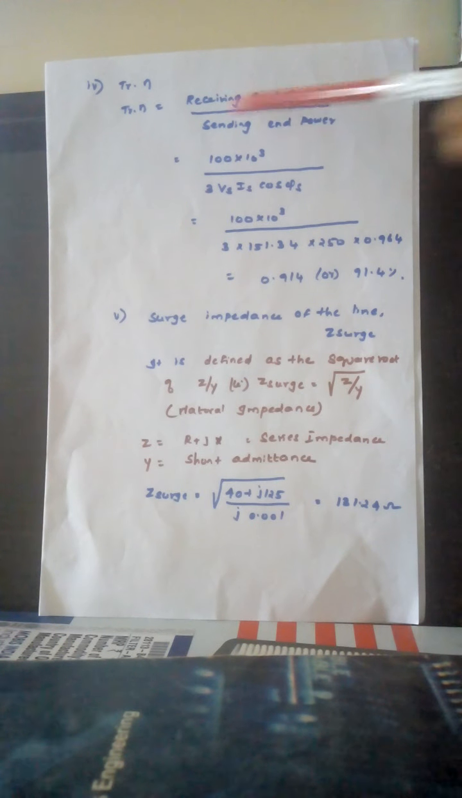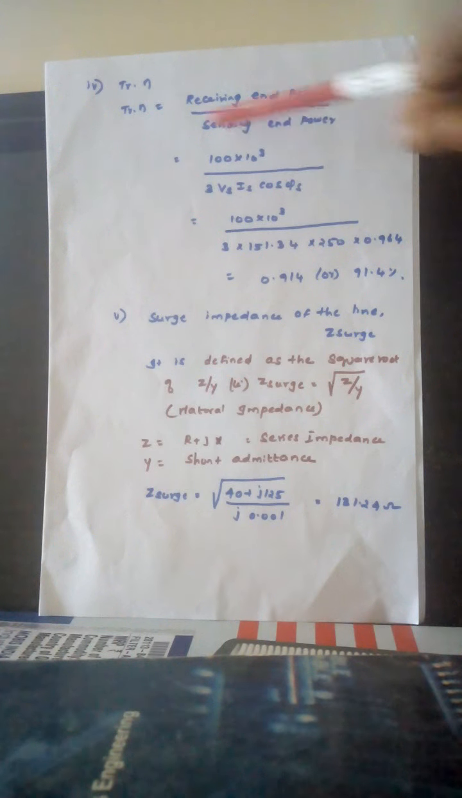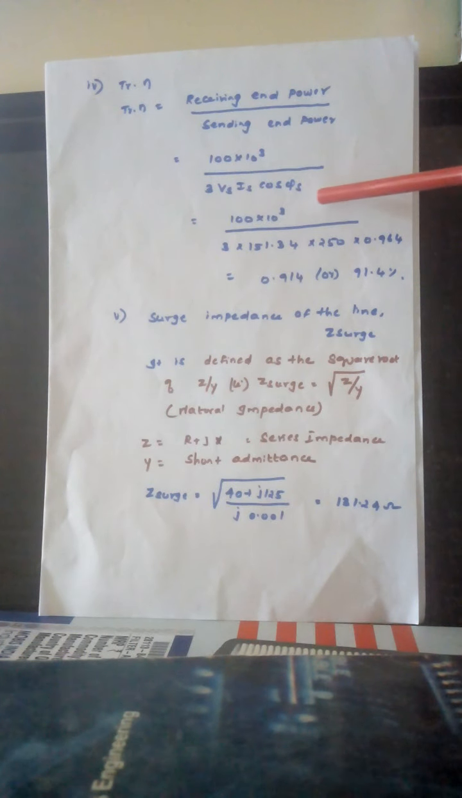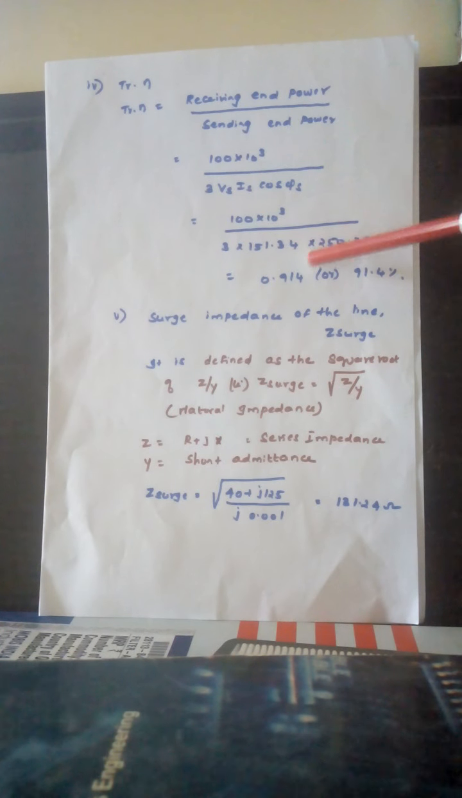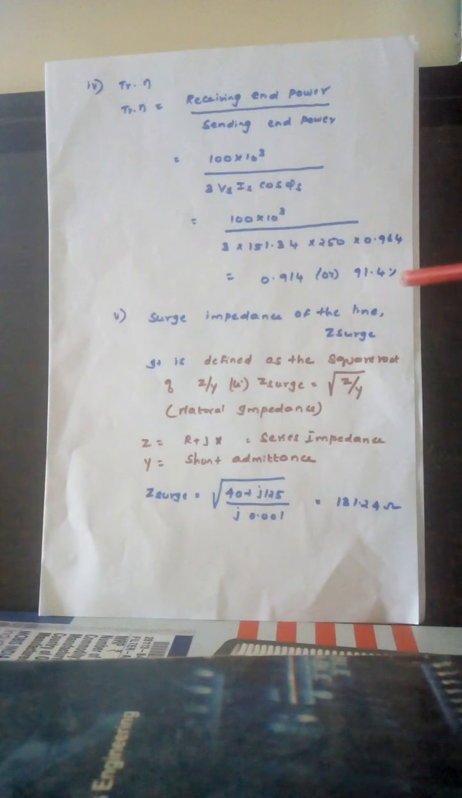Next is transmission efficiency, that is the output power divided by input power, that is the receiving end power divided by the sending end power. Receiving end power is 100 into 10 to the power of 3, divided by sending end power, which is 3 into Vs Is into cos phi s. We know the Vs value, 151.34, and the Is value also, 250, into cos phi s, 0.964. So we are getting the transmission efficiency as 91.4%.